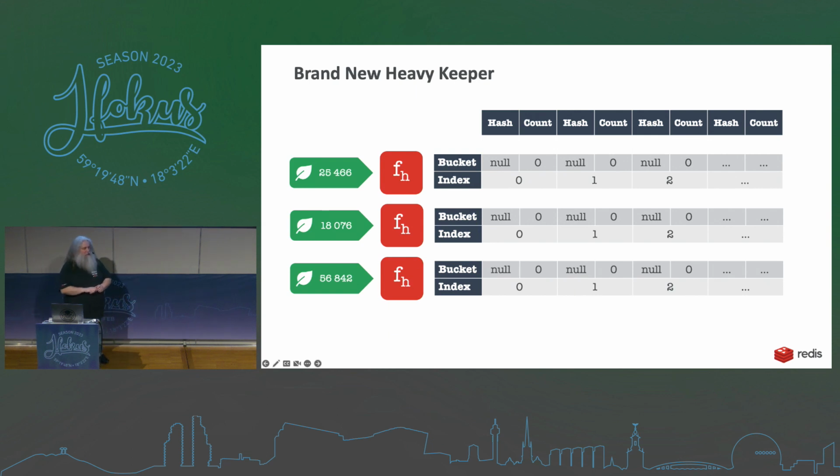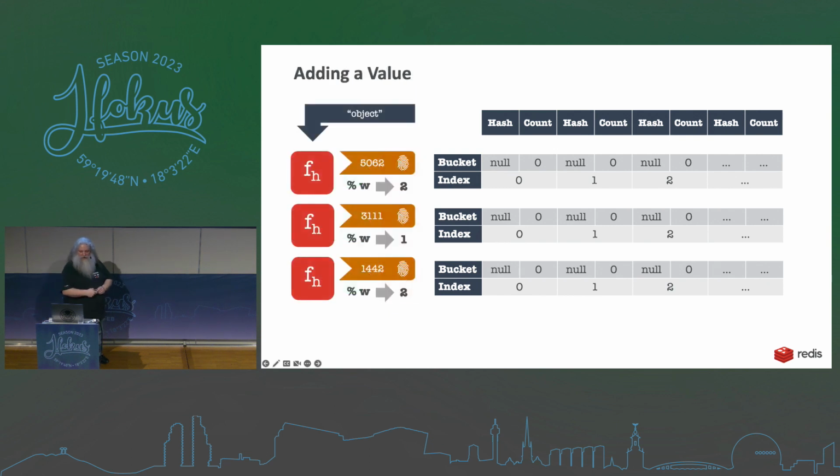When we go to add something to a heavy keeper, let's add the word object. It again goes through this hashing and modulus operation to get an index. So we get indices for the word object, and we look in those indices. Here we've got 2, 1, and 2. So we look in position 2, position 1, position 2, and ask: is there a hash value? Is there a count? If the count's 0, there's nothing there, so we take it, and we put our hash value in there.